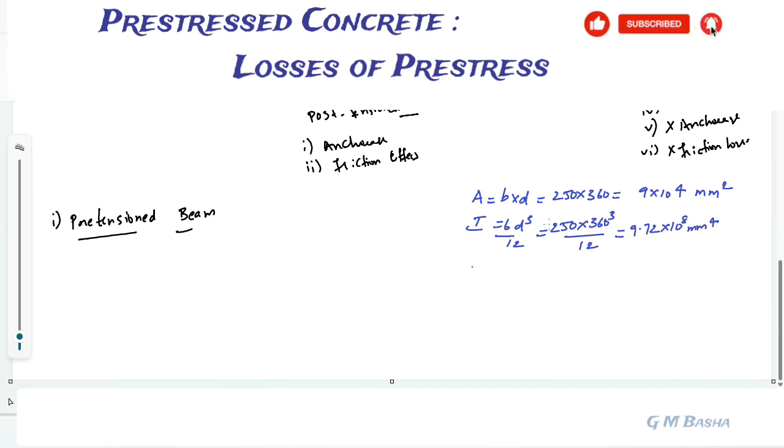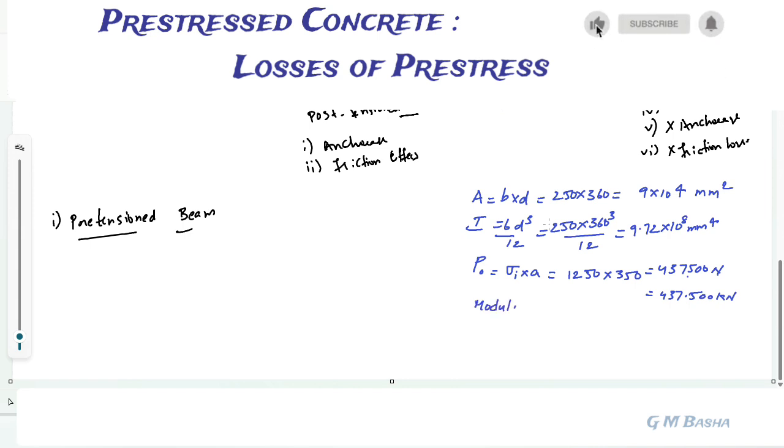And again, what data is required? The initial pre-stressing force. You know the formula: stress into area. The stress value is given, that is 1250, into the area given, that is 350. If you simplify, you will get around 437,500 newtons. If you want it in kilonewtons, multiply by 10 to the power of minus 3: 437.500 kilonewton. Clear? Then, as in the last class, we also find the modular ratio, m equal to Es by Ec. Es is given in the question, that is 210, and Ec is 35. So the modular ratio will be 6.